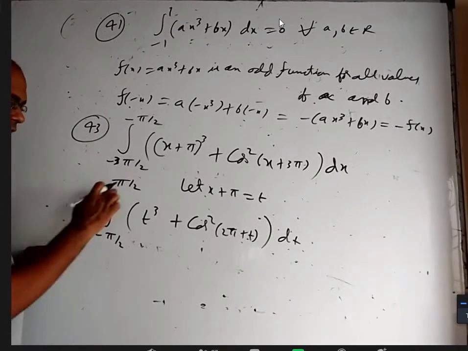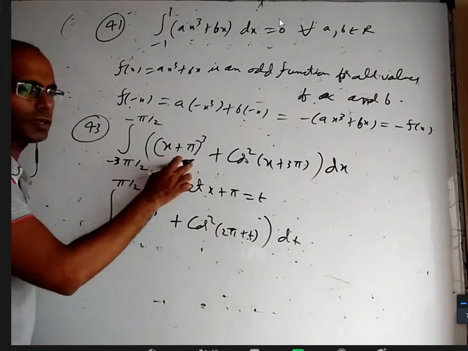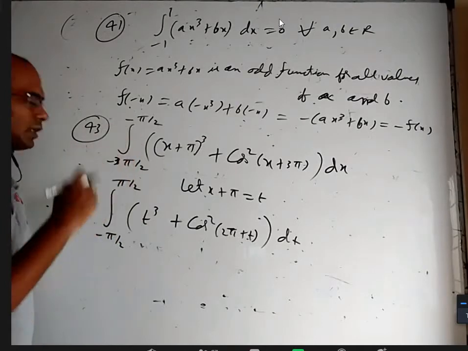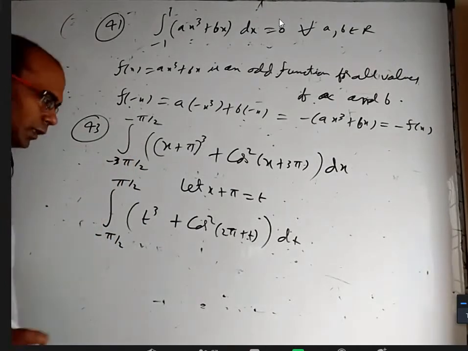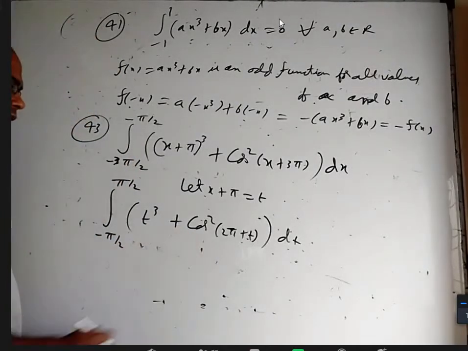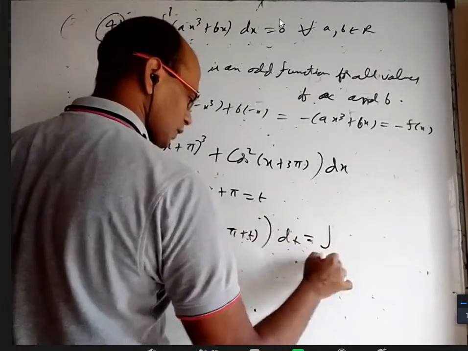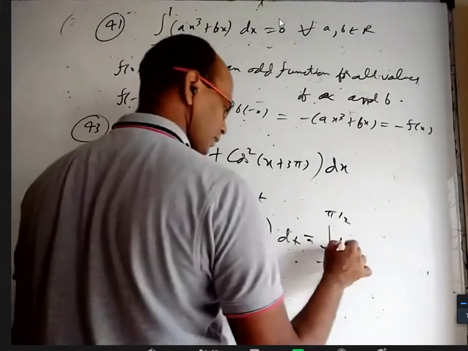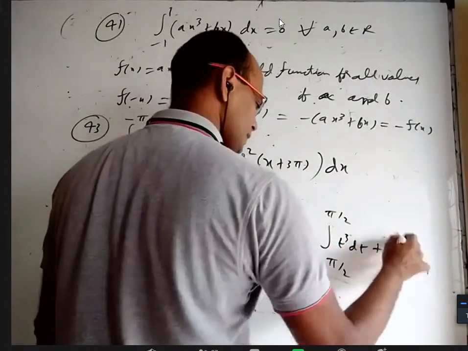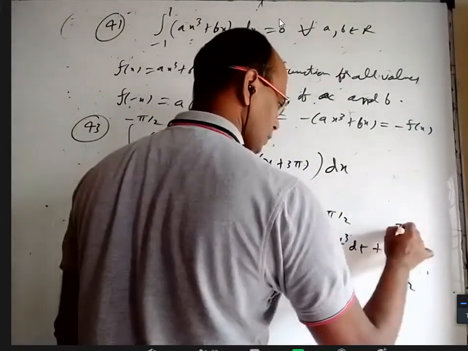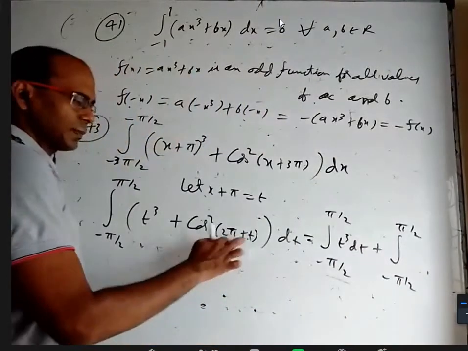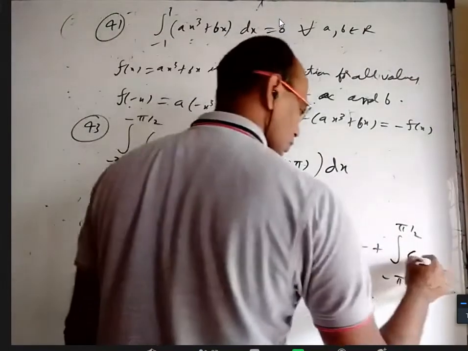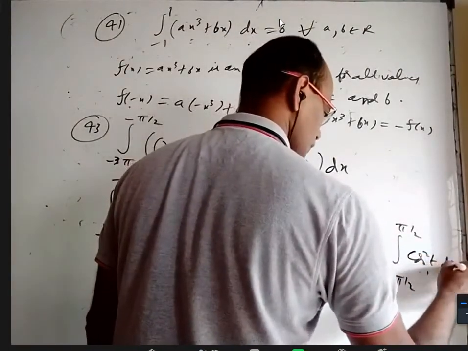Now I got the form minus a to a. Earlier, knowing even or odd was useless because the limits were not like that. But now it is minus pi by 2 to pi by 2. Okay. Now I have to split this into two parts. Integral from minus pi by 2 to pi by 2 of t cube dt plus integral from minus pi by 2 to pi by 2 of cos square t dt, because cos (360 plus theta) is cos theta only.